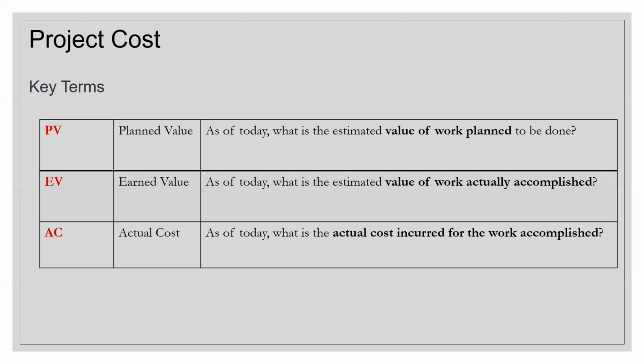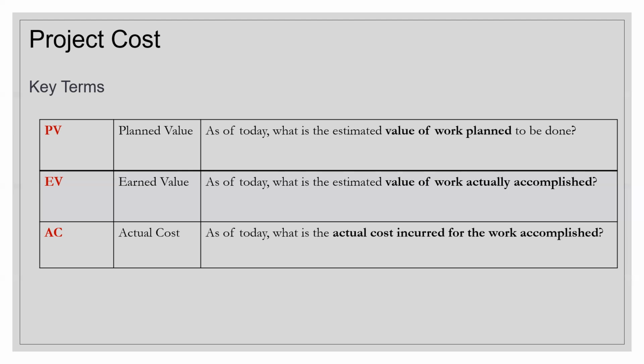Earned value is something we are standing at today. What is the value of work we have accomplished? So let's say the planned value of the work was like $100. Have we completed at least $50 of the work, or $10 of the work, or $20 of the work? So how much of the planned value have we actually completed?